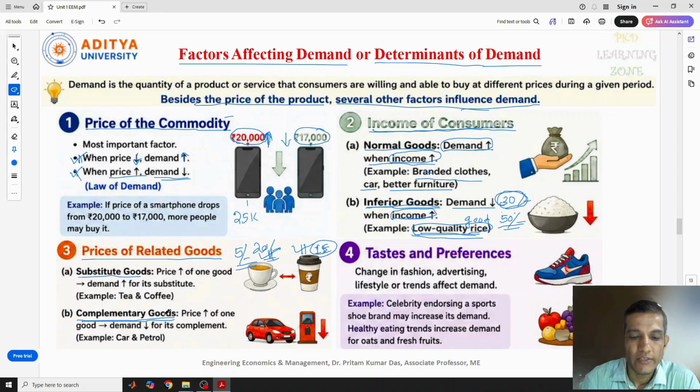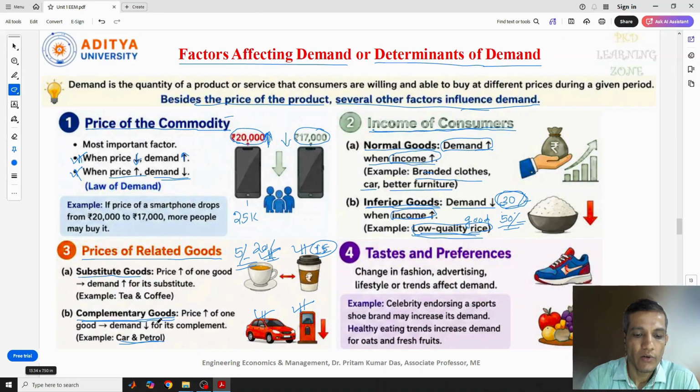Complementary goods are goods that are used together. Without one, the other will not be of use. Some examples: here it is car, another one is petrol. Without petrol, there will be no value of a car or automobile, or without diesel, there is no value of an automobile. Complementary goods also include printer and inkjet, or mobile and charger.